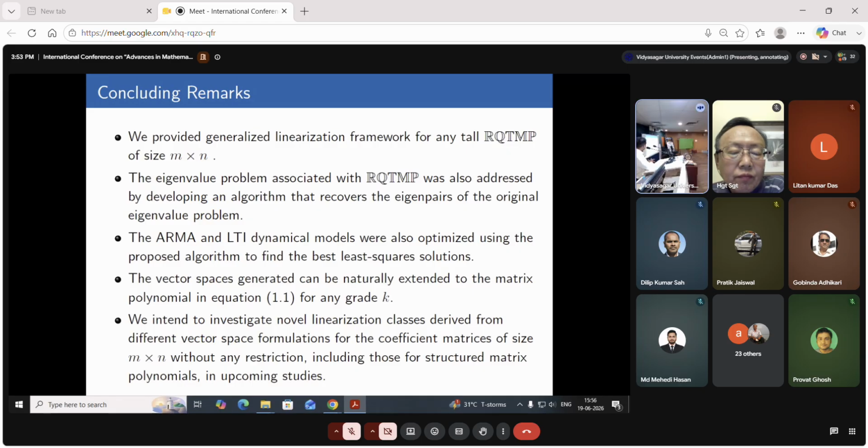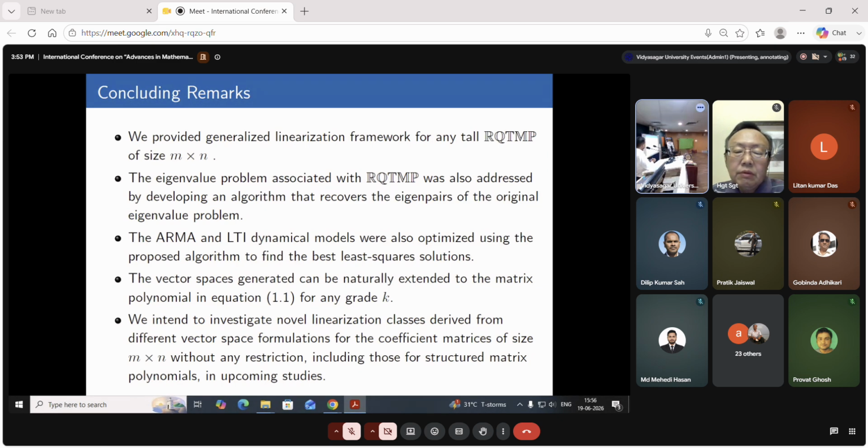The eigenvalue problem associated with the rectangular quadratic two-parameter eigenvalue problem we also address by developing an algorithm that recovers the eigenvalues of the original problem. So two dynamic we have considered as a practical example. The vector rectangular quadratic two-parameter matrix polynomial are also addressed.